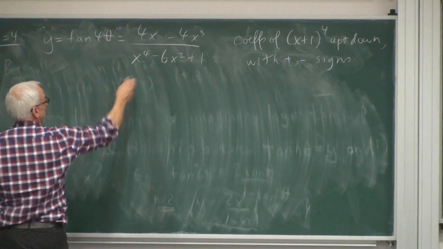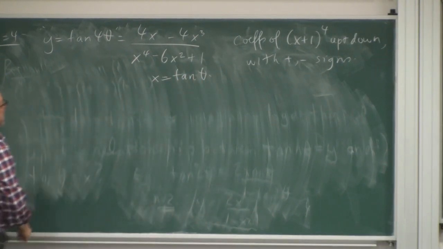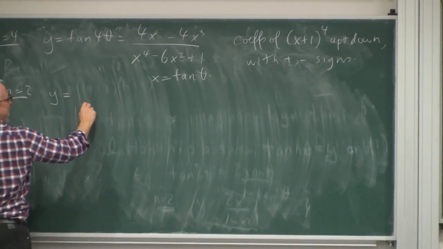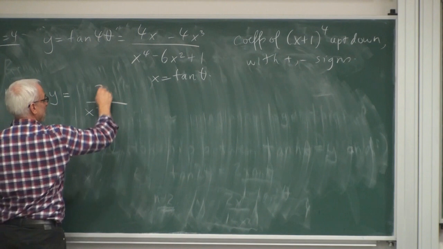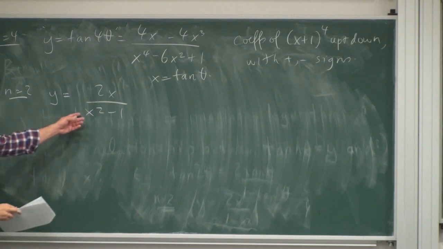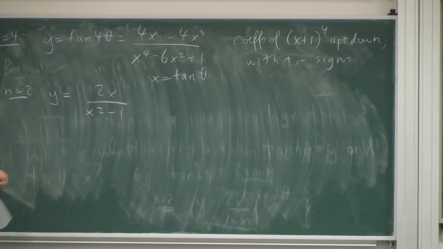So x here, x is tan of theta. So if we go back to the n equals 2 case, that was y equals x squared over 2x minus 1. That's the same kind of story. It's really x plus 1 all squared, x squared, 2x, 1 appearing in the bottom and then the top, bottom, top, bottom, top.